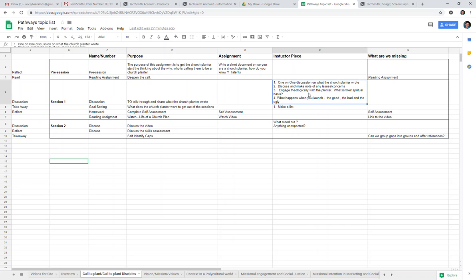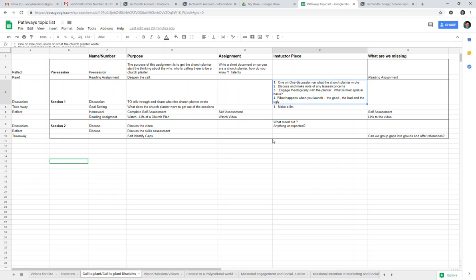These are the things the instructor doing the session, or the mentor, might look for: have a one-on-one discussion about what the church planter wrote, discuss and make any notes, concerns, or issues, and engage theologically with the planter. These are some of the words you guys said to me. What is their spiritual basis? What happens when you launch, the good, the bad, the ugly?